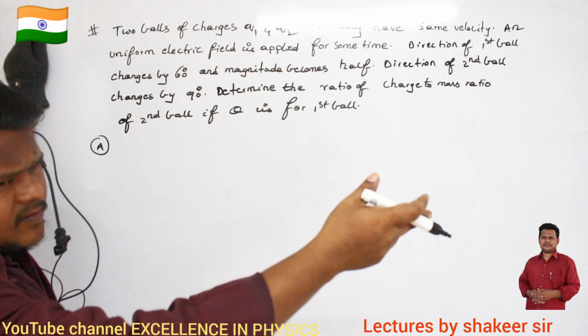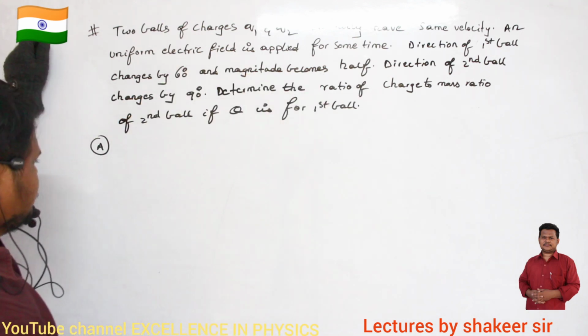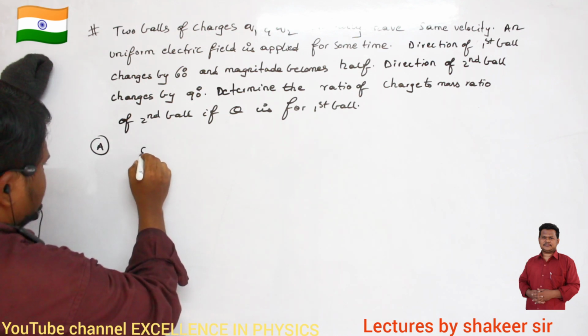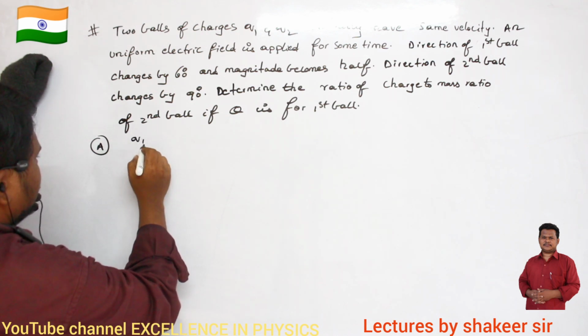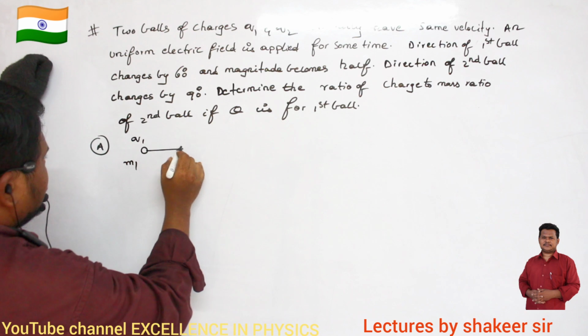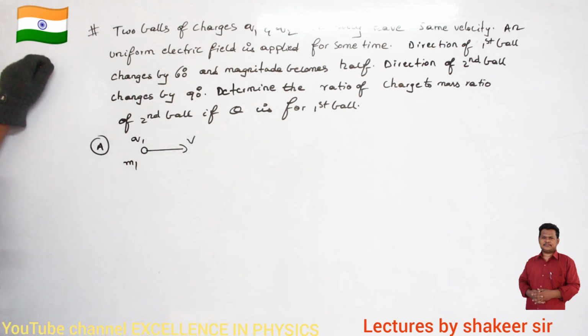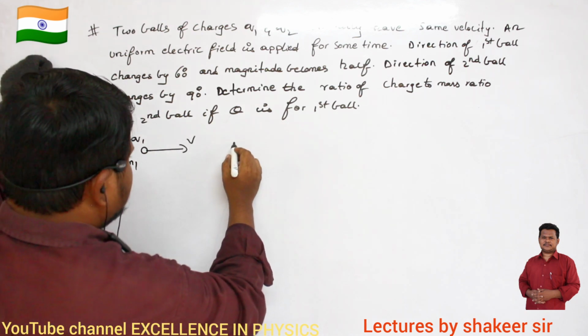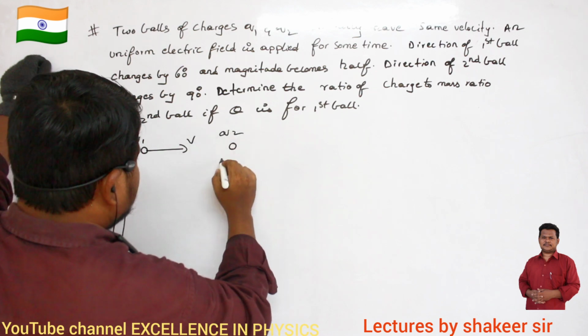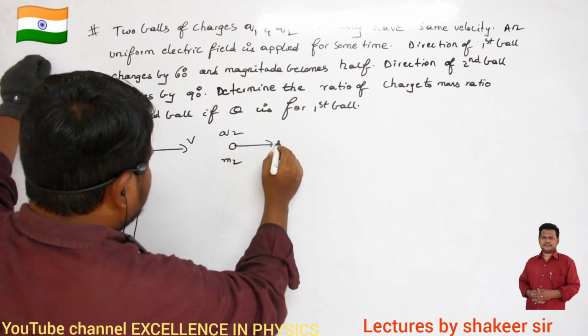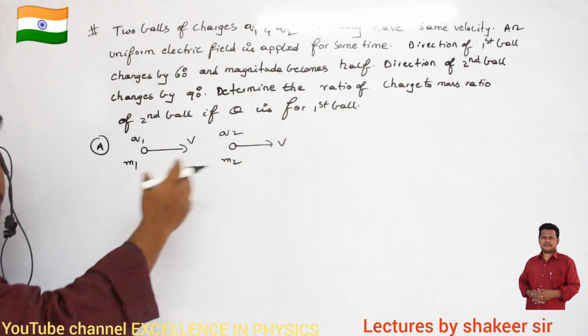Both of them are traveling in the same direction. That is the meaning of this. So let us consider this is charge Q1 and its mass is m1. Initially it is moving with a velocity of v. Clear? And the second charge, let it be Q2, its mass is m2. It is also moving with a velocity of v only, the same velocity.